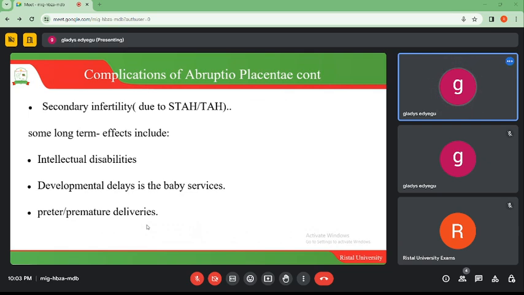Intellectual disability, we talked about little supply or lack of oxygen and nutrients to the brain. Other vital organs can affect the intellectual abilities of this mother and even the baby. So it's very important that when these mothers are bleeding, we look for all possible ways to secure that the brain remains alive, the brain does not lack oxygen, so that we maintain the intellectual abilities of these mothers and their babies. Then developmental delays in the baby.